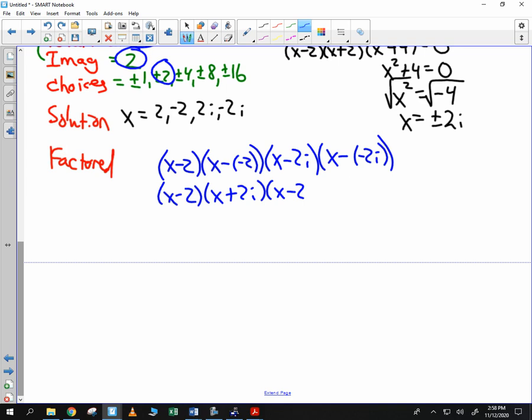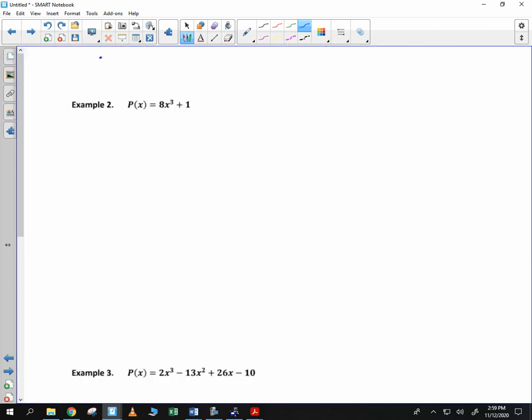Now, it is totally fine to write it like this. Whoop, sorry, that's my mistake. X minus 2, x plus 2, x minus 2i, and x plus 2i. There you have it. So what that tells us is that it can be written in factored form. The reason why I wrote it out like this first is we're going to use that later on. So that's our first example. Let's look at our next one.